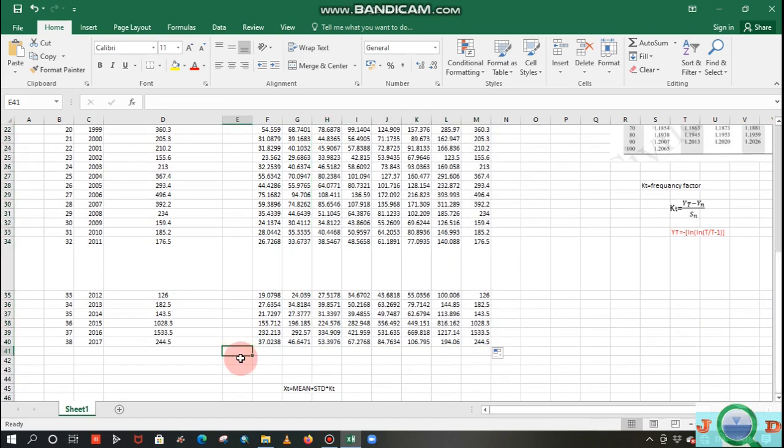Now find the mean and standard deviation for each time interval, that is 5 minutes, 10 minutes, 15 minutes, up to 1440 minutes, which is nothing but 24 hours. The standard deviation uses sigma n minus 1. First I will find the mean for every time interval from this sample, then the standard deviation.